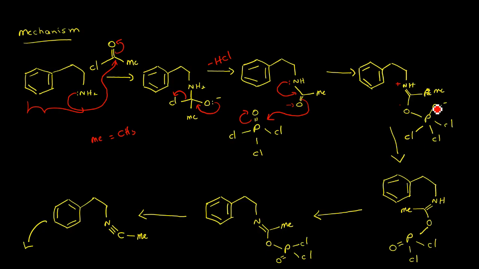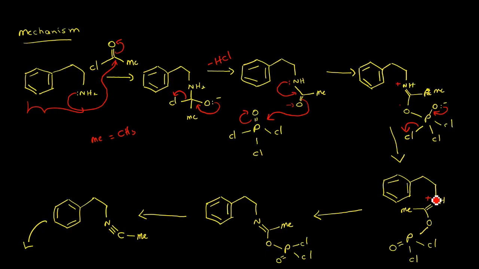Now at the next step, this oxygen here will come back to form a double bond between the oxygen and phosphorus. When that happens, one of the chlorines will be removed. So we will have our structure like this.